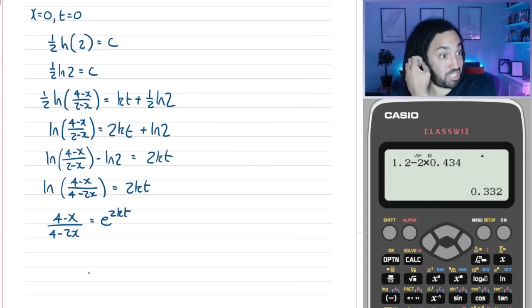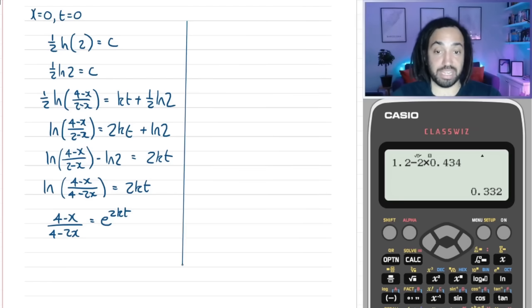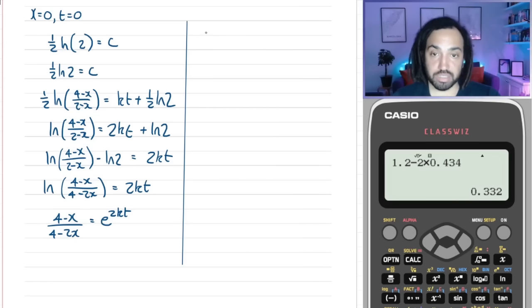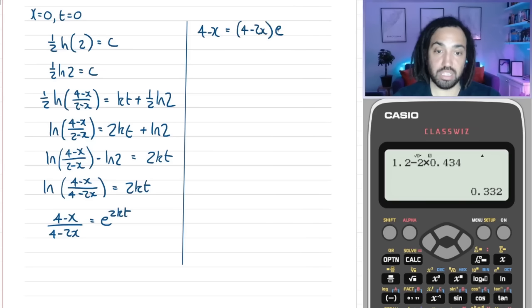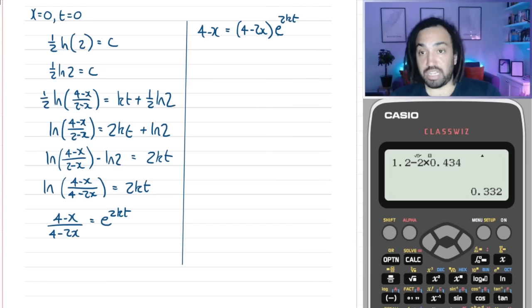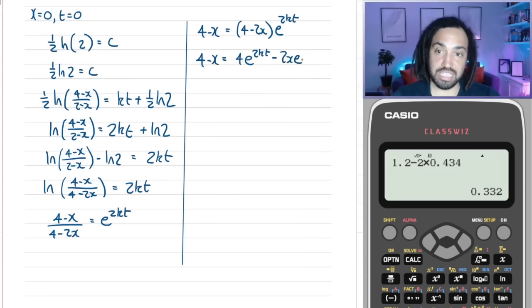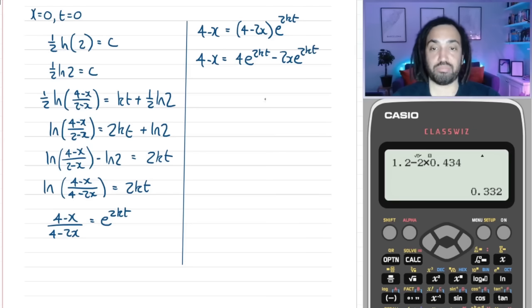Wow, this is a beast question, isn't it? Okay, so now what we want to do is just make x the subject. So we're going to have to rearrange it using standard skills here. We're going to multiply this bracket to the other side. So we're going to get 4 minus x is equal to (4 minus 2x) times e to the 2kt. We're then going to multiply this out to get 4e to the 2kt minus 2xe to the 2kt.